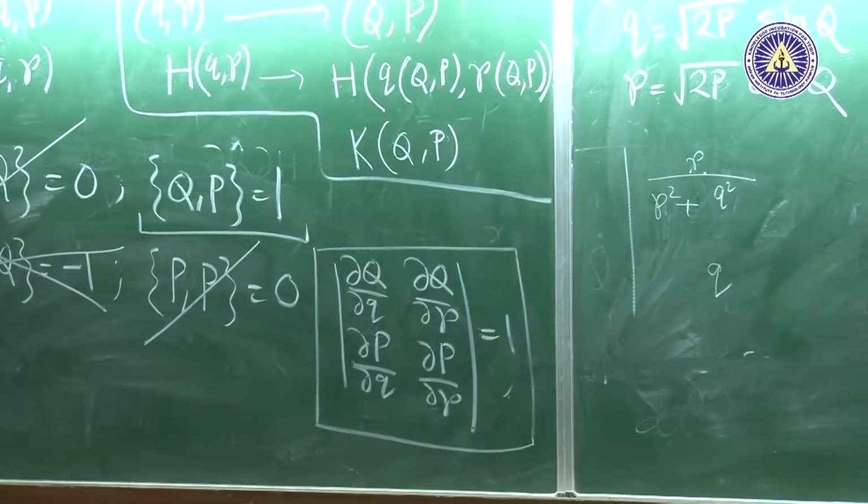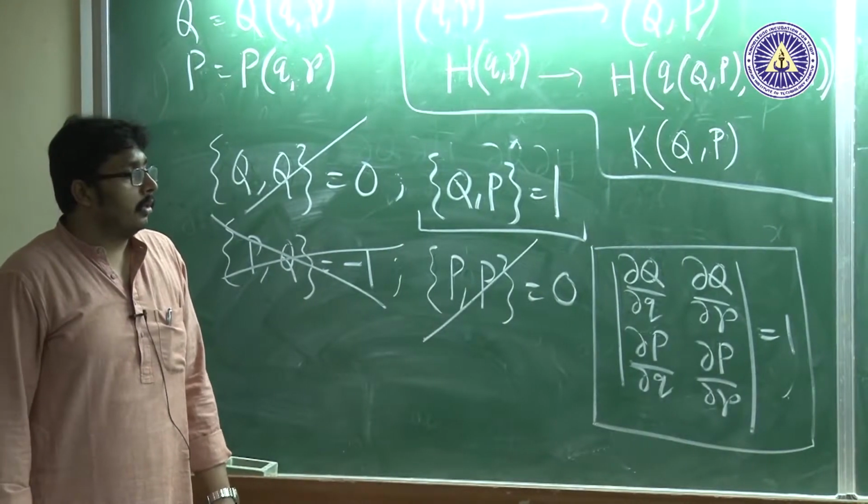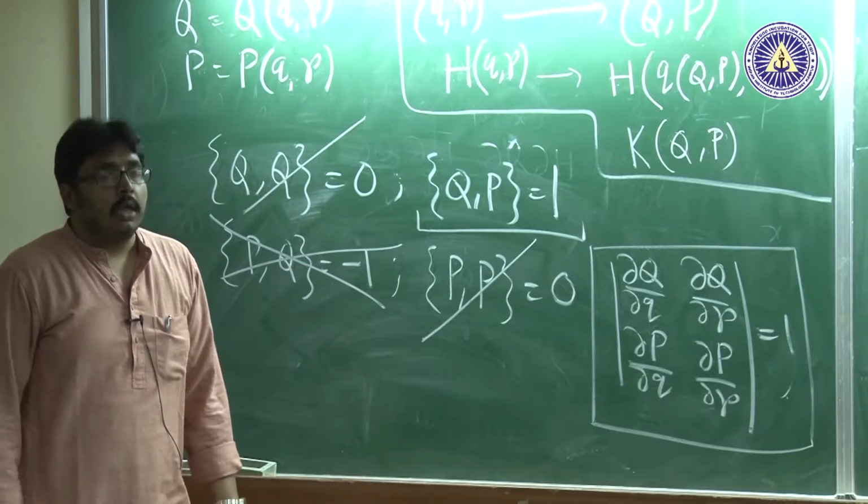Nothing to do with Hamiltonian, nothing here, it is just trivial maths. So, we have found out this transformation is canonical. Is this helpful?